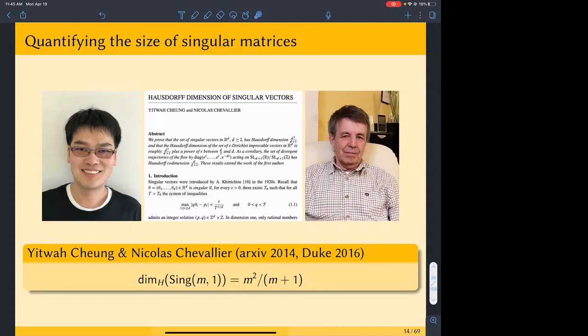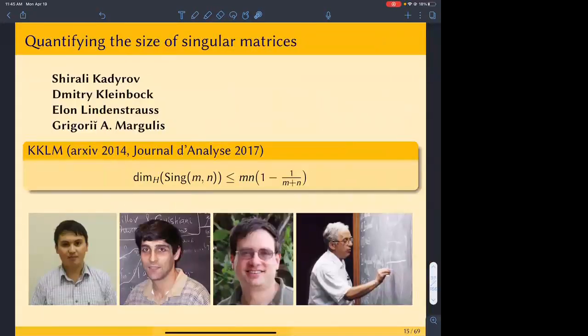So what about the matrix case? That's when this beautiful paper came out, which we'll refer to as KKLM. Before I tell you the result, what I find very beautiful about this paper is that it involves a grandson, a son, and a grandfather.